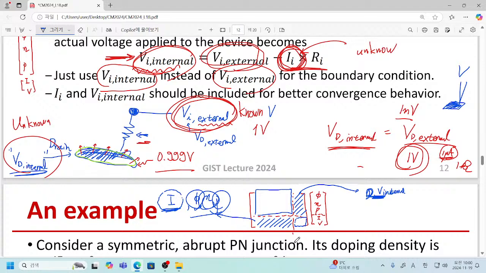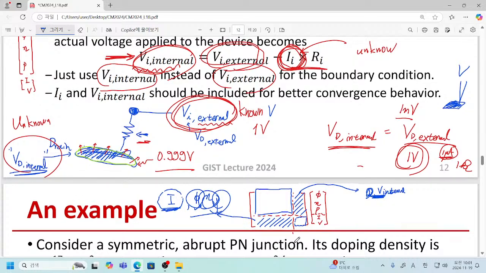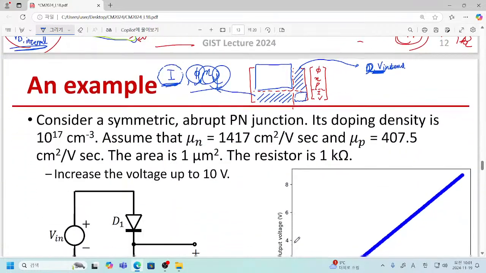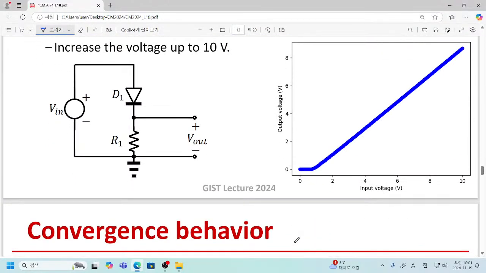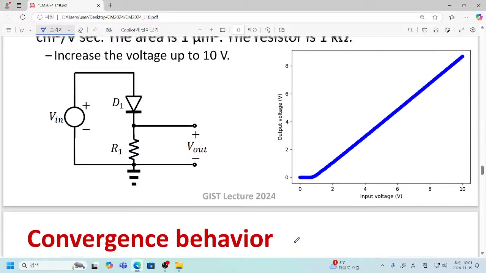Okay. However, although it is a little bit tricky, it provides you quite more capabilities. Now, not restricted to just a single device, you can now expand your analysis to multiple devices. Okay. So here we have an example. So please try to solve this one.